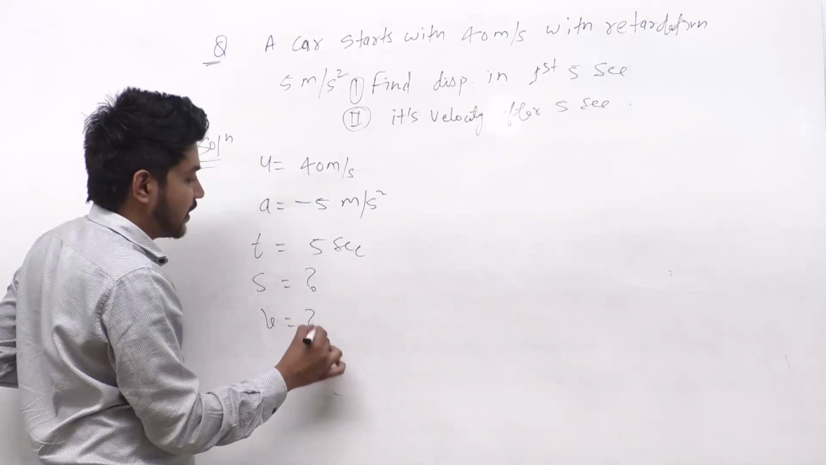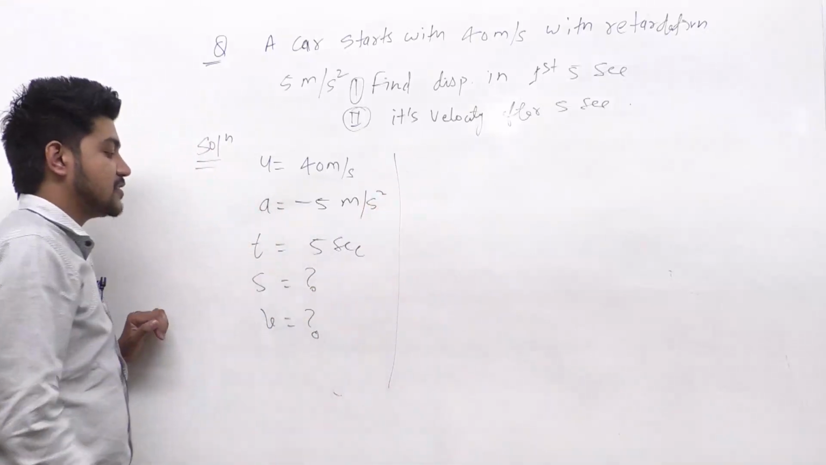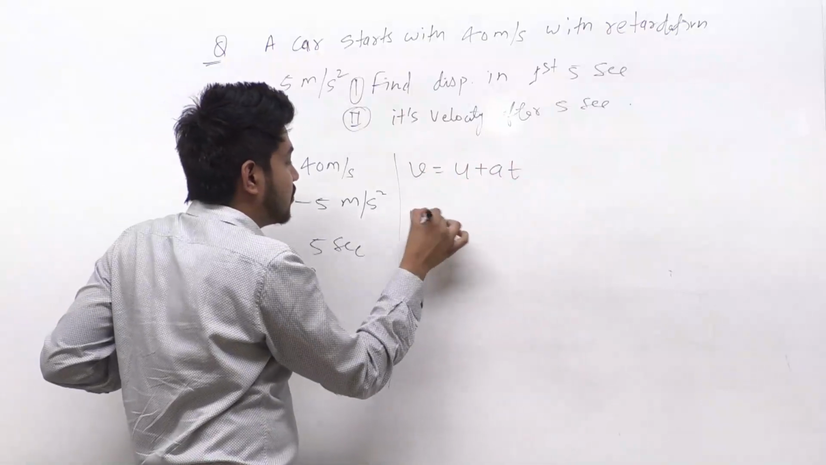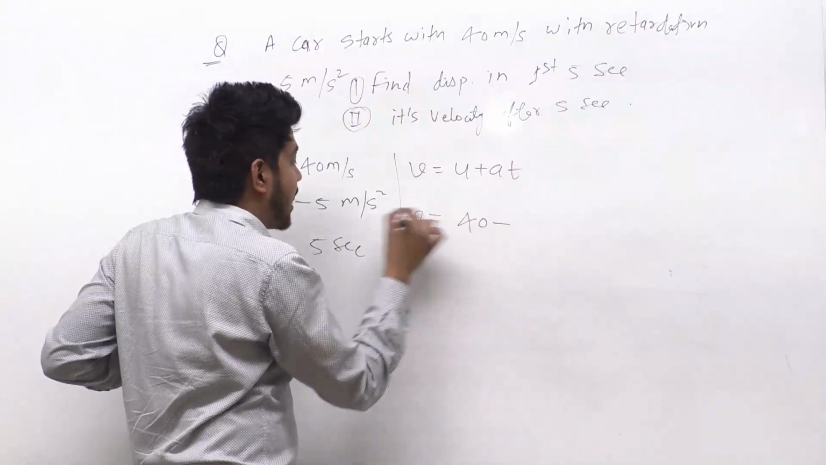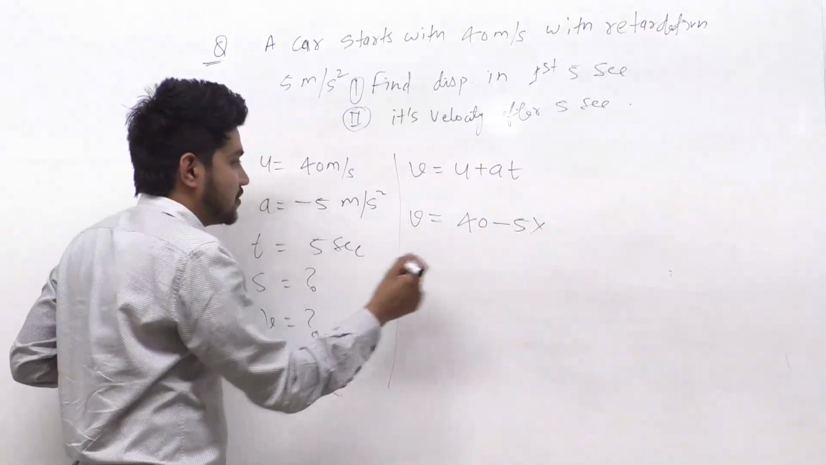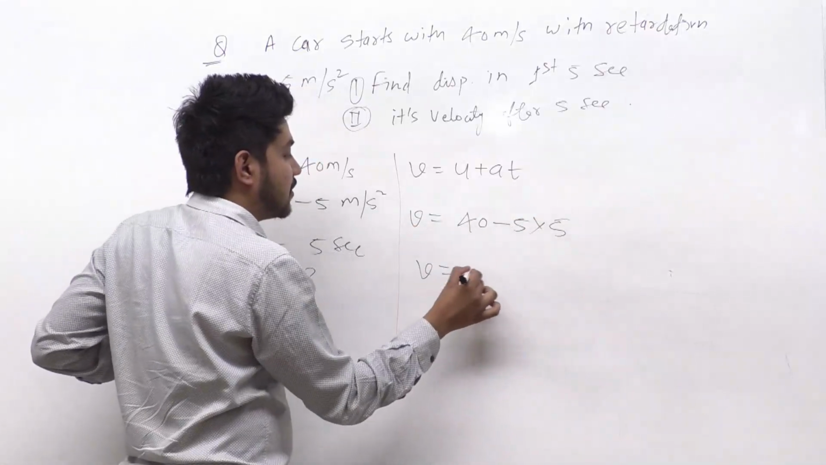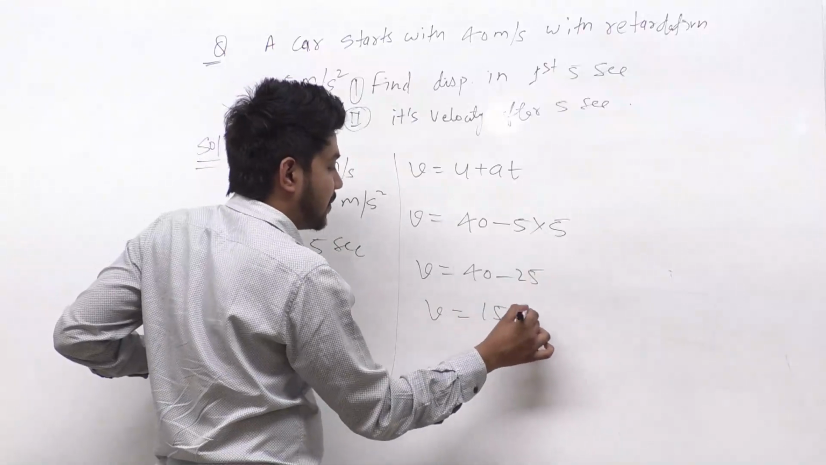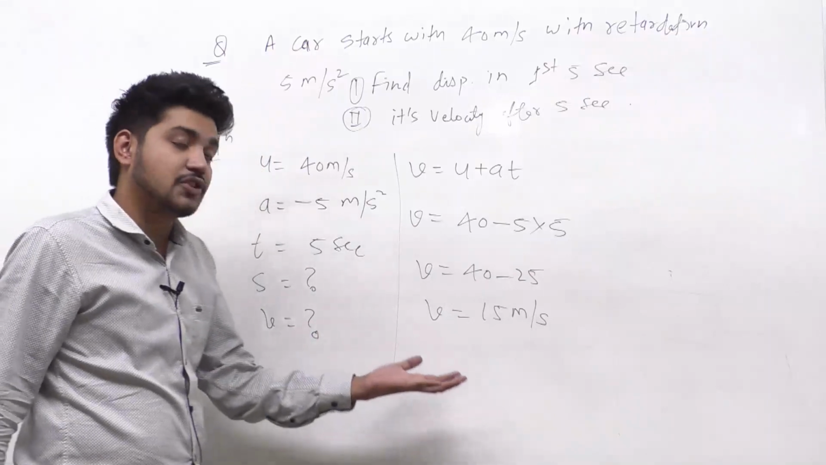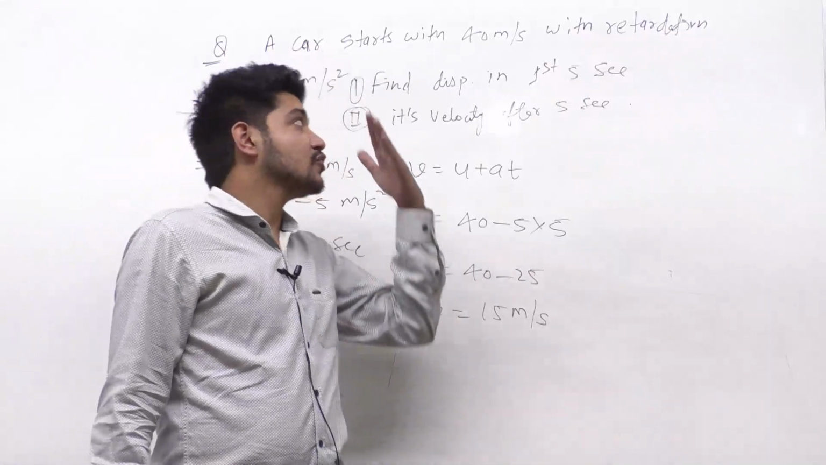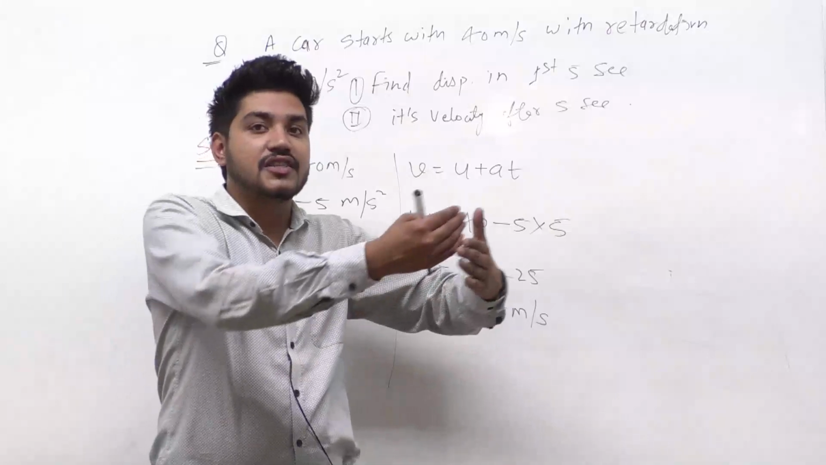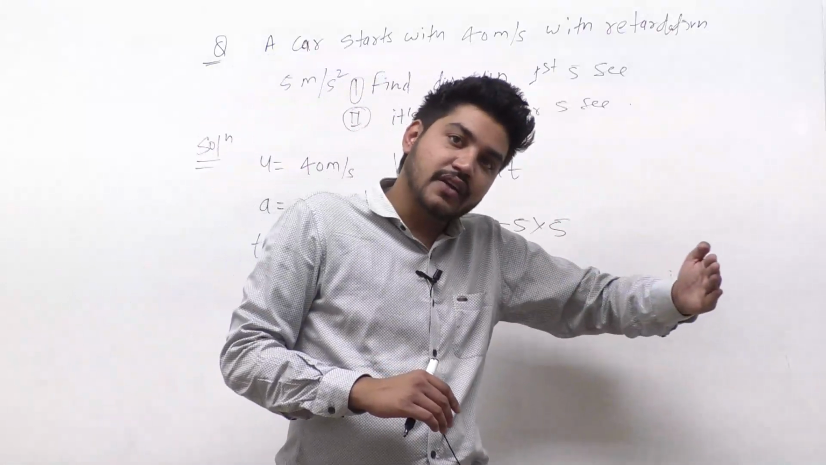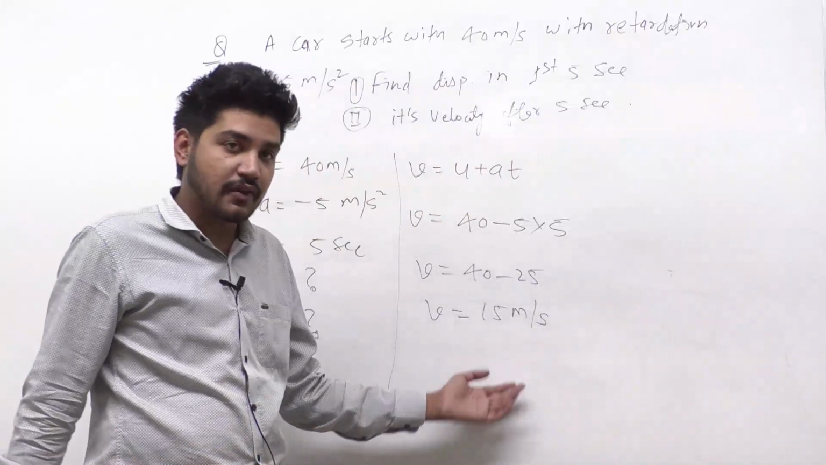So the same formulas we can use again. Only difference is this time it is negative. So v is equal to u plus at. So v is equal to u, which is 40, minus acceleration 5 into time, which is 5. So final velocity will be 40 minus 25, which is 15 meter per second, which means of course the velocity should decrease. Initially the velocity was 40, but because the car is decelerating, its velocity is decreasing, which means initially it was faster and then its velocity became 15 meter per second.